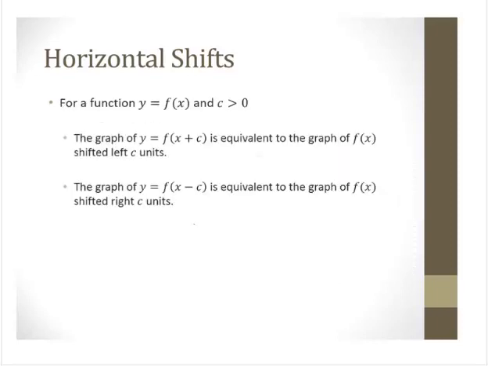All right, so formally, here's what we say. For a function y equals f of x and c greater than 0, the graph of y equals f of the quantity x plus c is equivalent to the graph of f of x shifted left c units. The graph of y equals f of the quantity x minus c is equivalent to the graph of f of x shifted right c units.